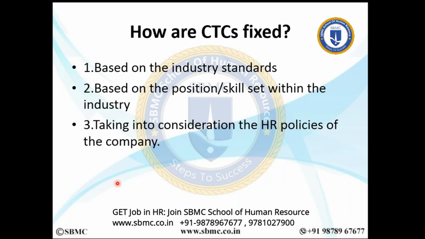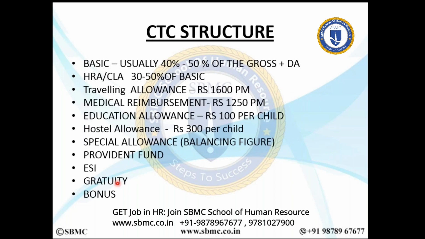How are CTCs fixed? These are based on industry standards, based on the position scale set within your industry, and taking into consideration the HR policies of that company. That's how it is, right? CTC structure: basic can be usually 40 to 50% of the gross plus DA, and HRA can be 30 to 40%. Normally it's 40%, and 50% in the metro cities, and travelling allowance can be 1600, medical reimbursement 1250, education allowance 100 per child, and education hostel allowance is 300 per child. A special allowance can be given, then it is the balancing figure, and employer provident fund, ESI, gratuity, and bonus. These can be considered in this CTC.